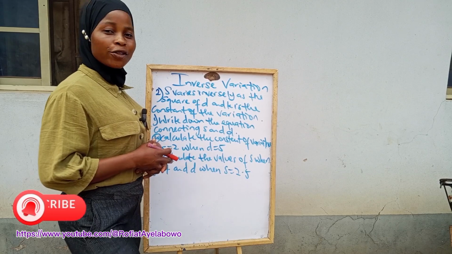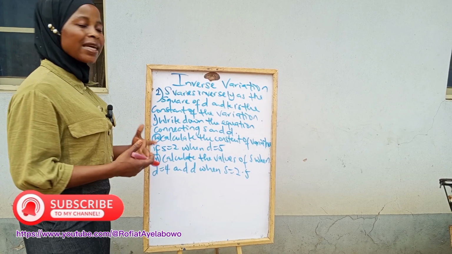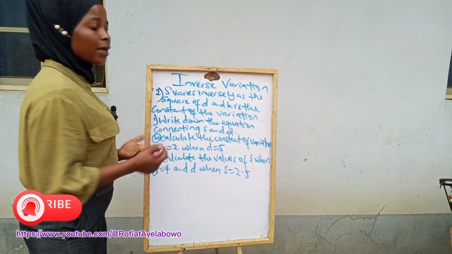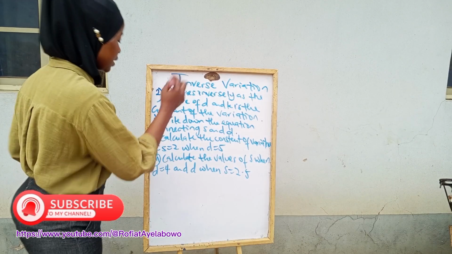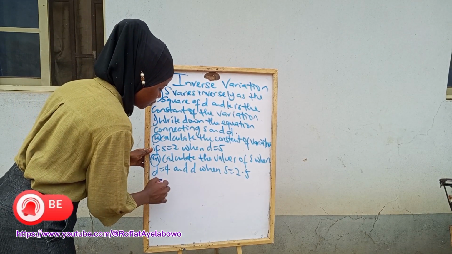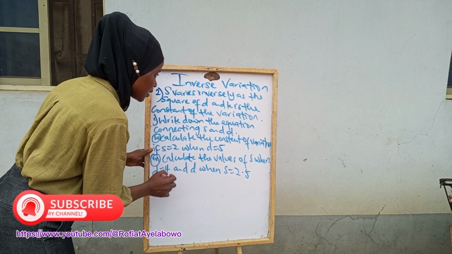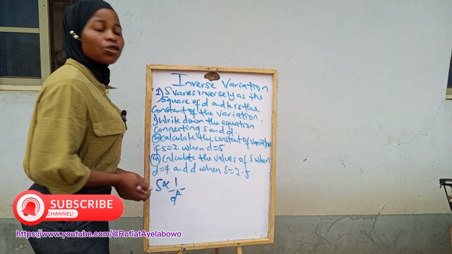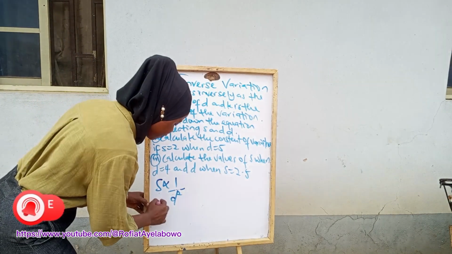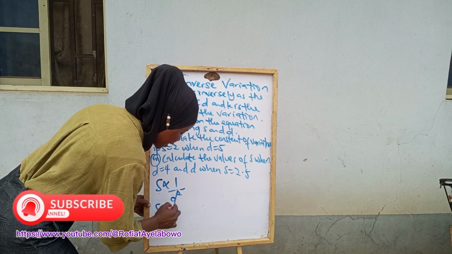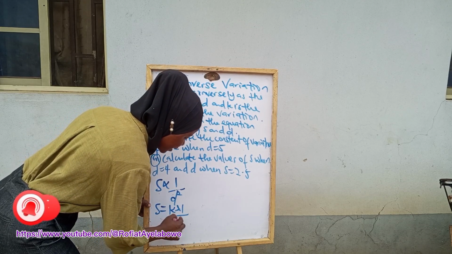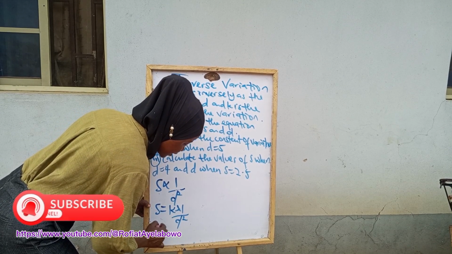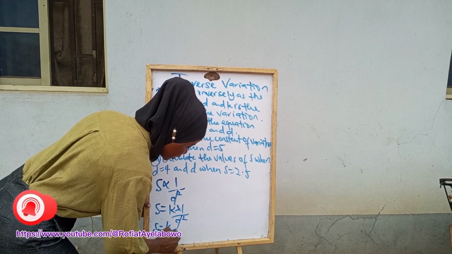Let's solve the second question. Write down the equation connecting s and d. So let's write down the equation connecting s and d. We have s varies inversely as the square of d. Let's introduce our constant k. We have s is equals to k times 1 over d square. S is equals to k over d square.